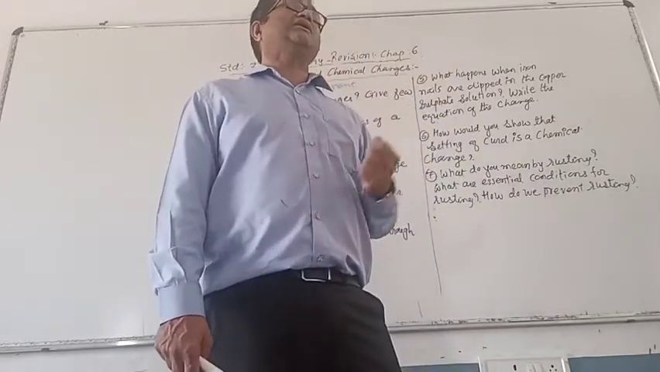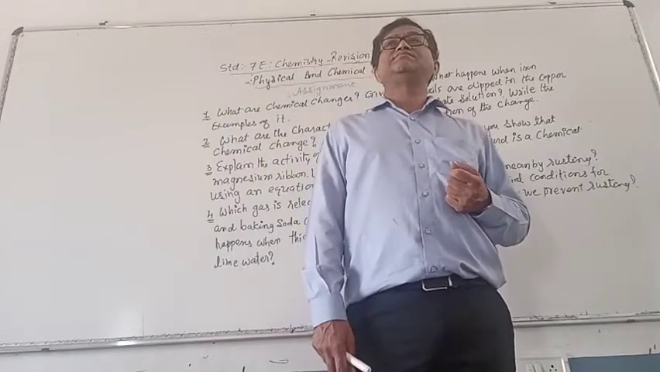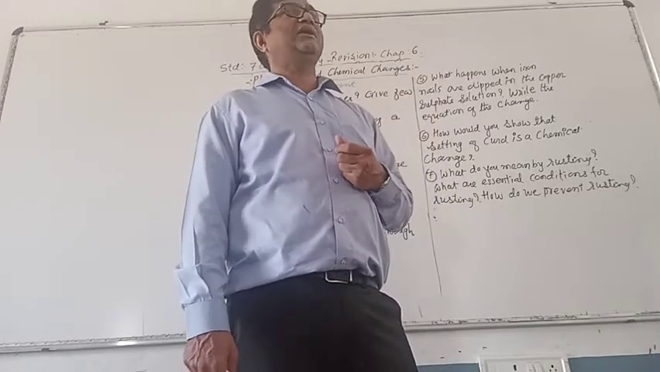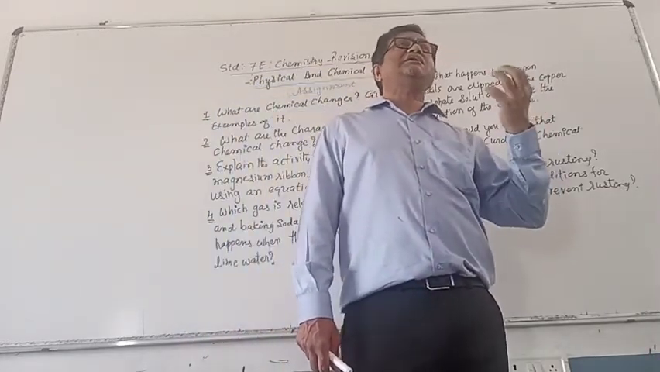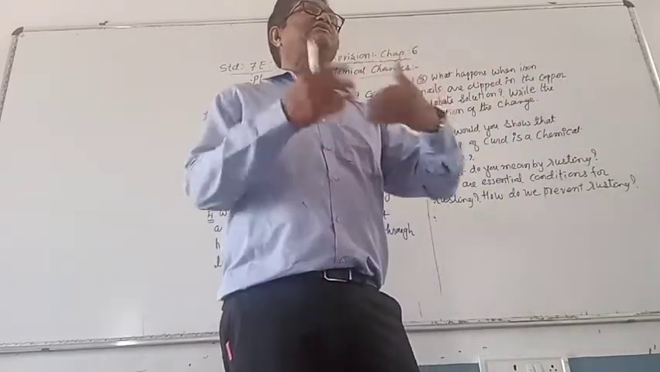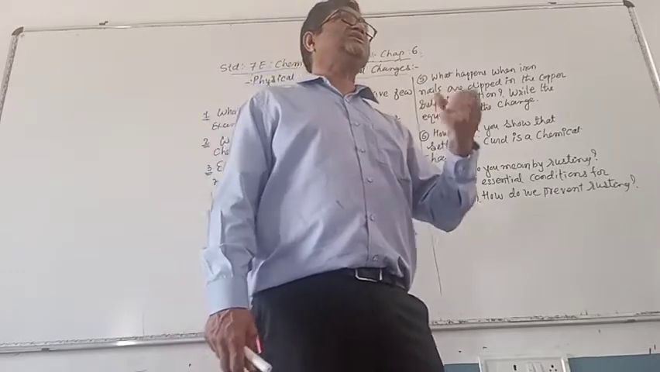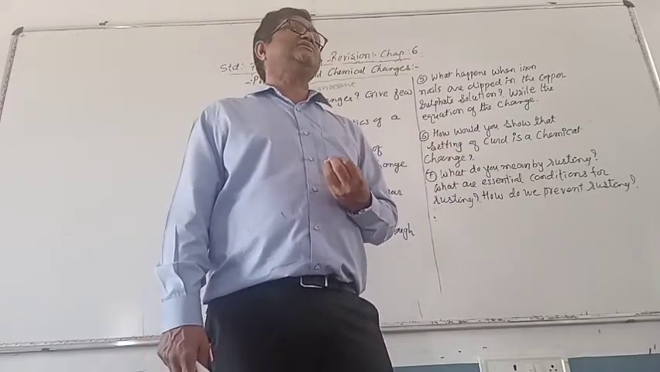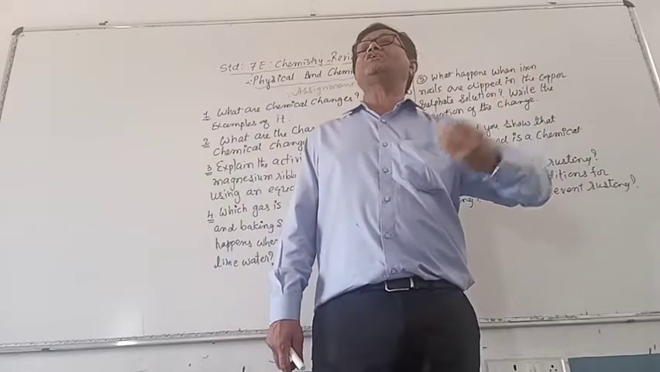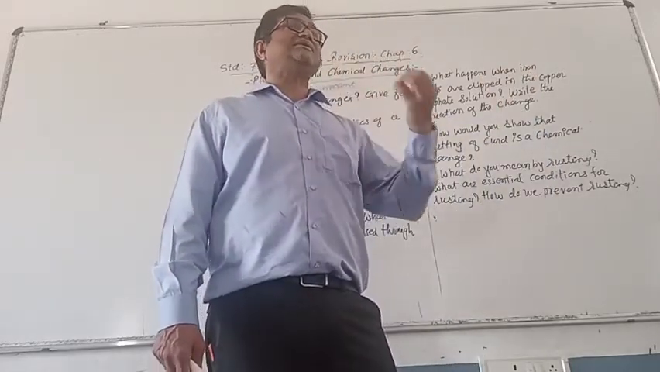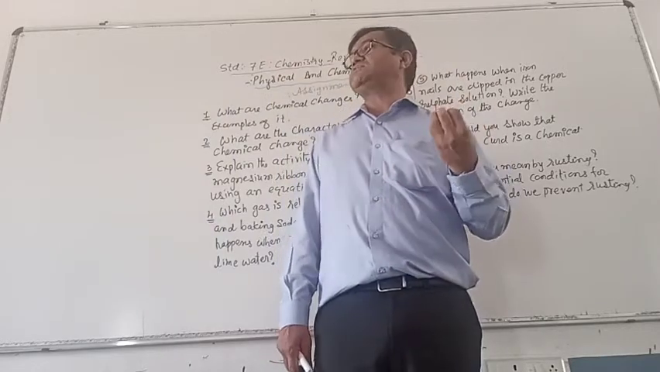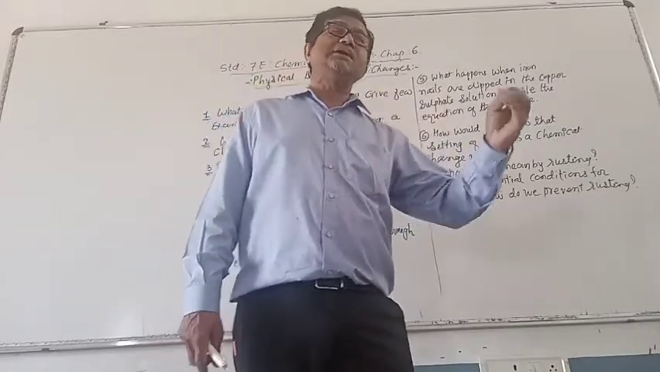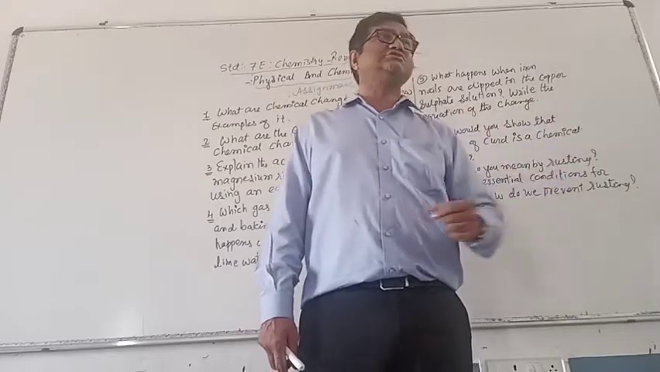Similarly, when you burn a magnesium ribbon, you are already familiar with it. When we burn the magnesium ribbon, it starts burning with a dazzling white flame and it turns into ashes, which is totally different from the magnesium ribbon. So here magnesium is reacting with oxygen and produces magnesium oxide. Magnesium oxide is totally different from the metal magnesium. So it is a chemical reaction or a chemical change.